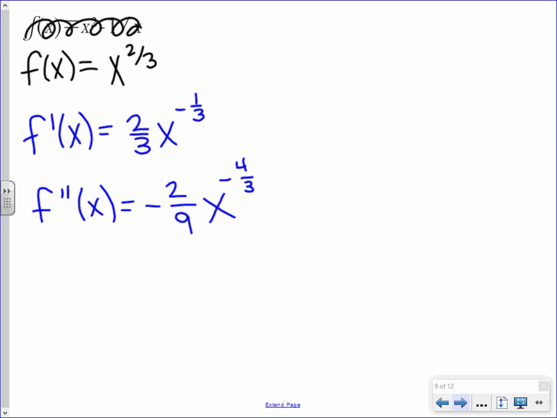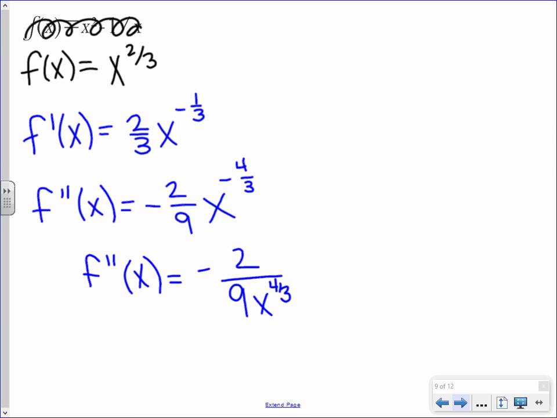But anytime that you're having to find where your derivative or second derivative is 0 or undefined, it's in your best interest to rewrite any negative exponents as positive. So now we need to know where is our second derivative 0 and undefined. Can our second derivative be 0? It cannot. Our numerator is -2. -2 can't be 0. That's not a problem.